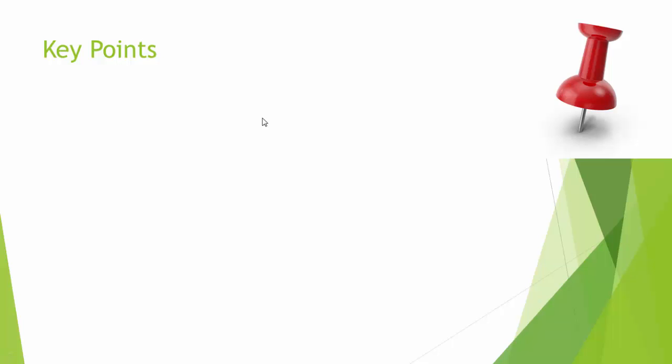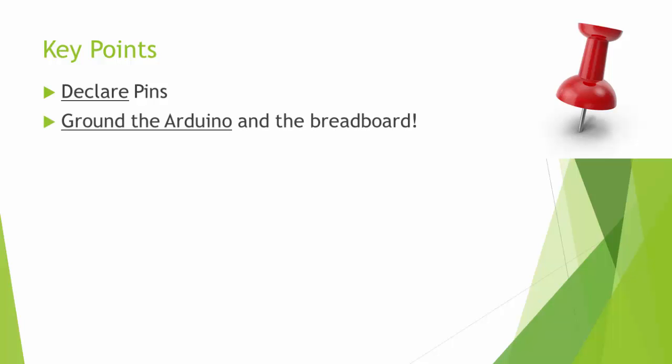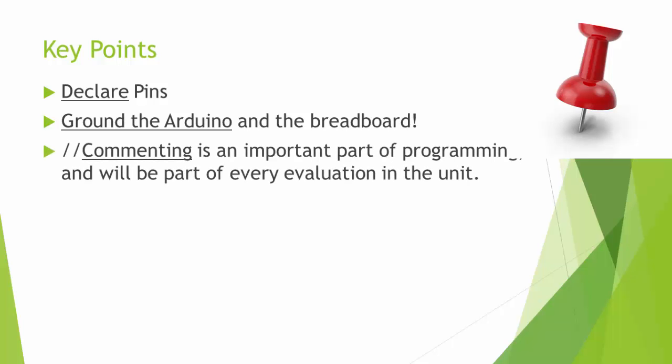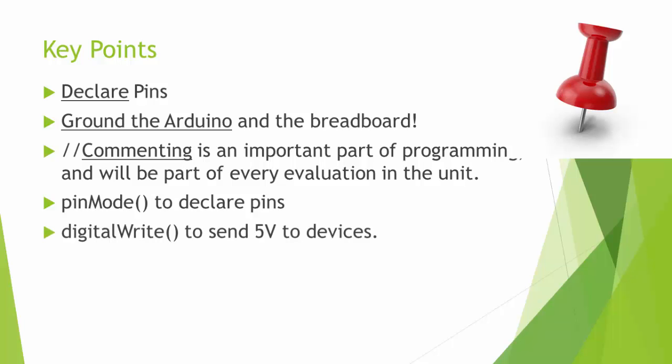Okay, key points for today then. We declare any pins we want to use as input or output using the pinMode command. We have to remember to ground the Arduino and the breadboard. They need to have a shared ground. We need to remember that if we want to get high marks, if we want to use good programming practices, we have to use excellent commenting. So the way that we declare pins is using the pinMode command. The way that we send a potential to these pins is through the digitalWrite command.